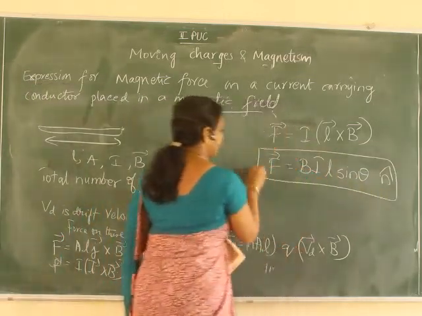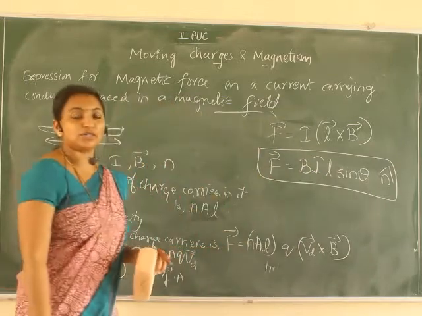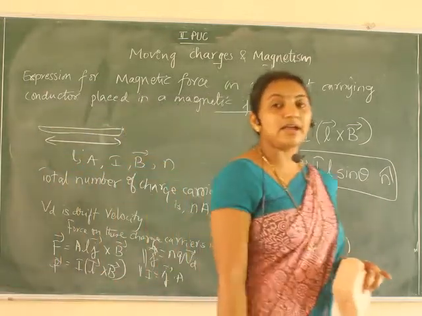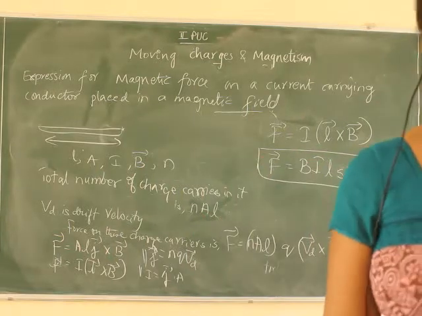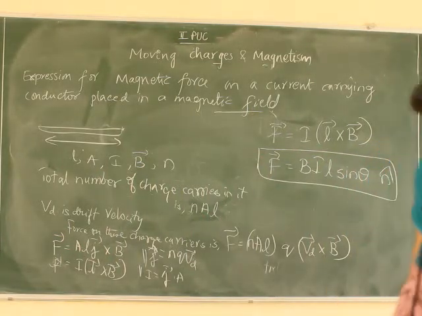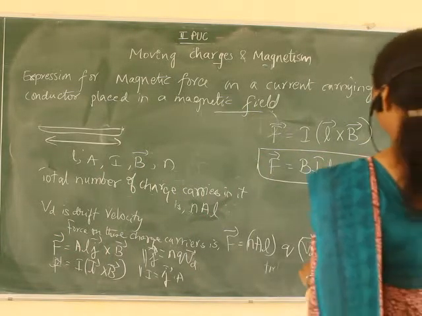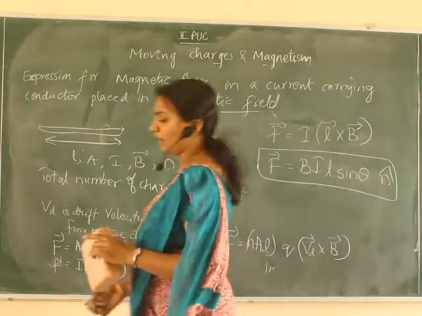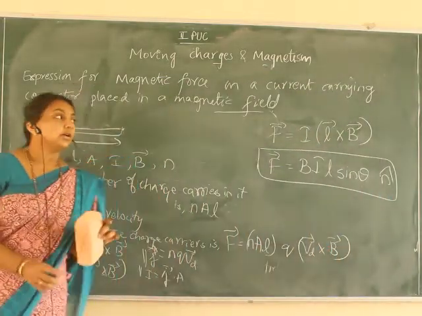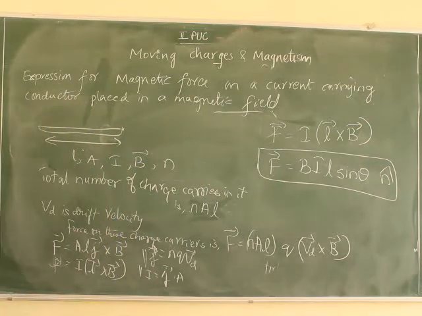Very, very, very important formula for solving the problems. This derivation is also very, very, very important. Understood? So F vector is equal to BIL sine theta. Next, shall I move further? Can you help me? Yes.